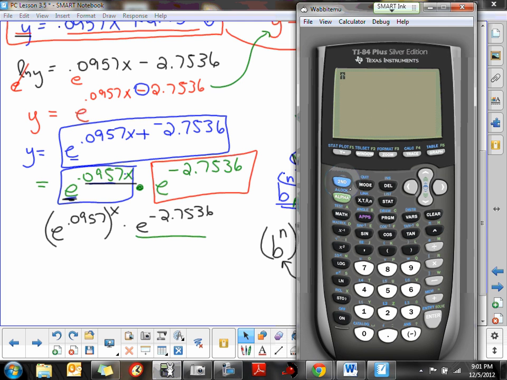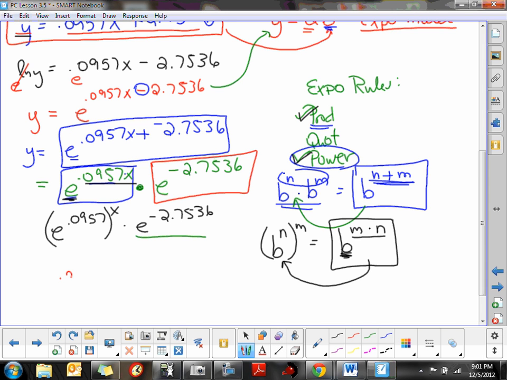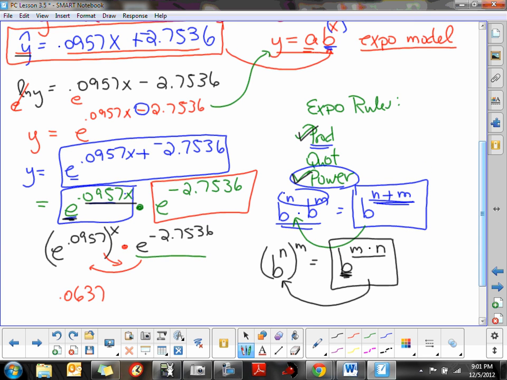Let's go and get second natural log, which is our e to the x. We need a negative 2.7536. Enter. And I want to keep several digits of precision here. I'm going to go 4 places, so 0.0637. Now multiplication is commutative, so I'm going to put that first. I'm going to put this second, so it starts looking just like the rule that I have up here: y equals a times b to the x.